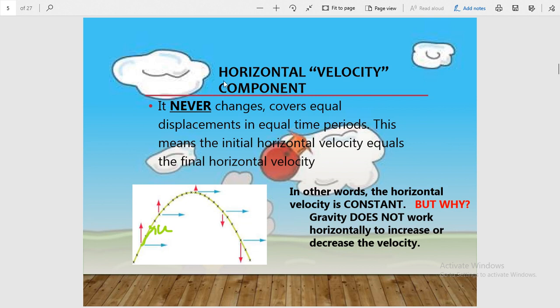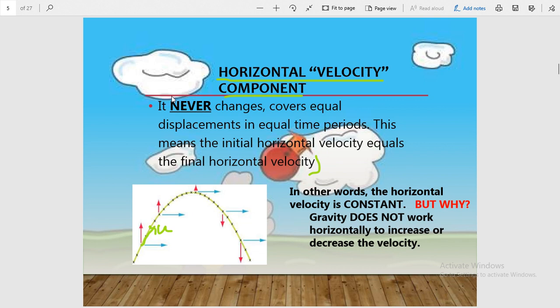So you can see here the horizontal velocity component. We are going to understand this component, represented by blue color in this picture, which is parallel to the earth's surface. You can see here it never changes and covers equal displacement in equal time periods. This means the initial horizontal velocity equals the final horizontal velocity. This is a very important point about the horizontal component of velocity in projectile motion.